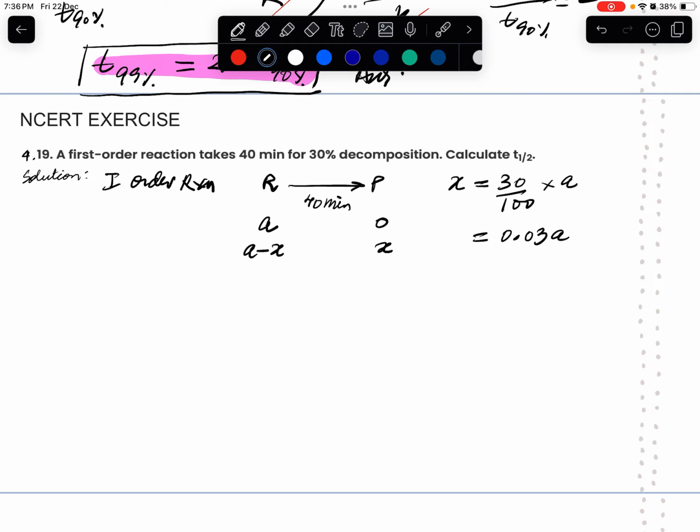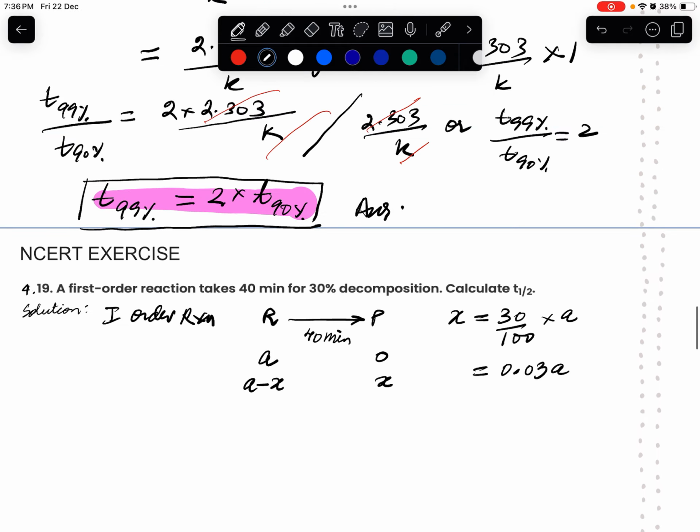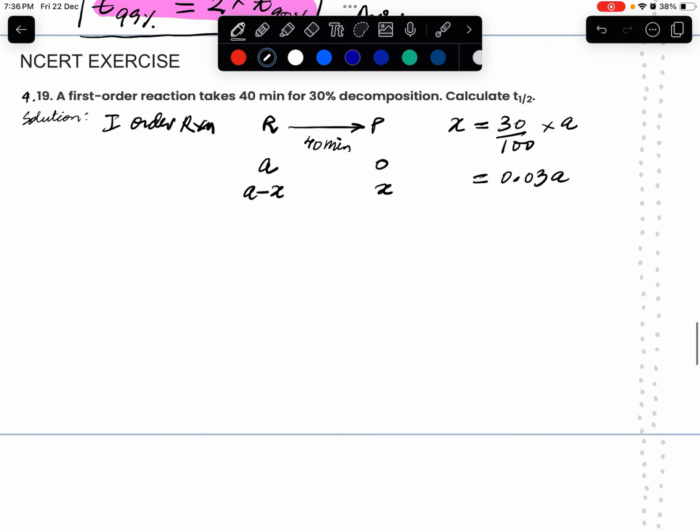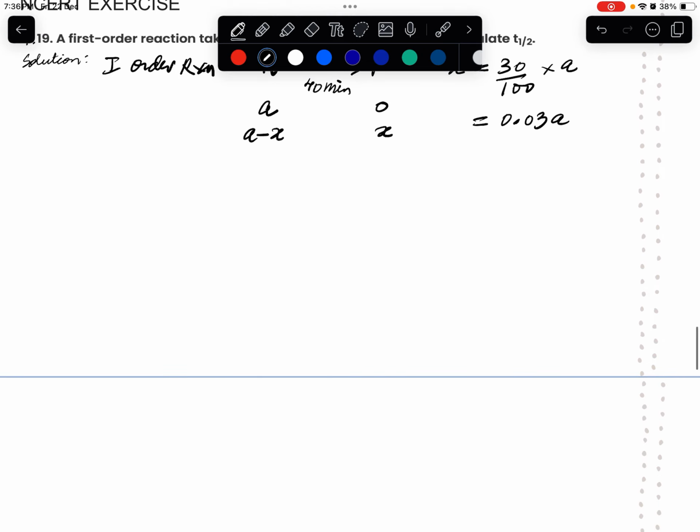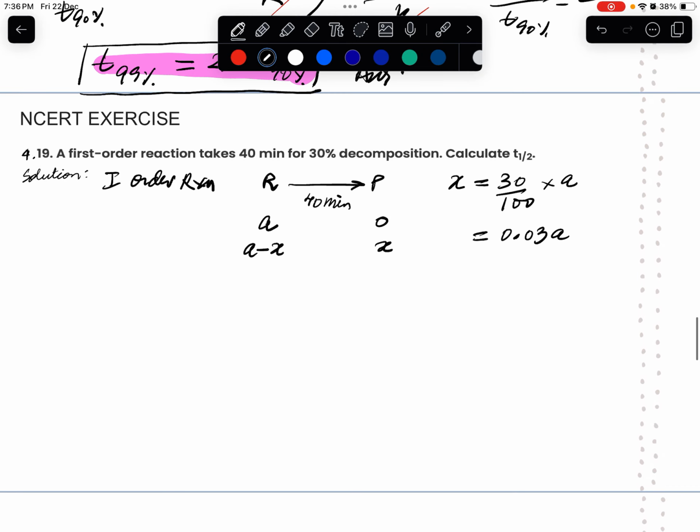Okay, so we have here, first for the calculation we have to calculate T half. For the calculation of T half, first we require the rate constant. We do not know the value of rate constant, so we will calculate the rate constant here.